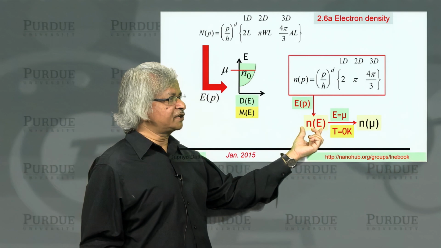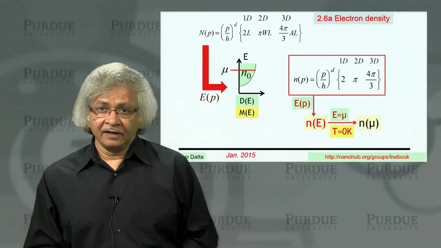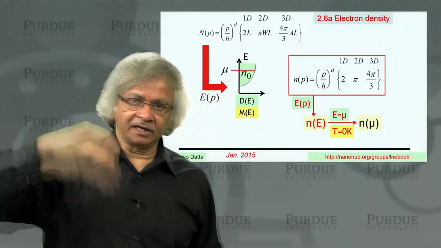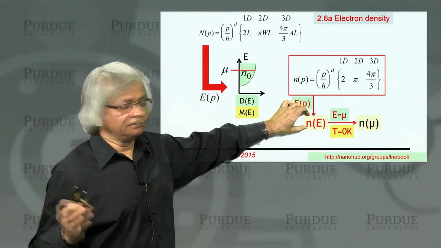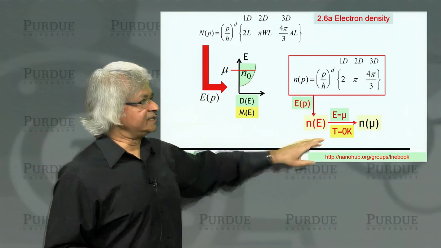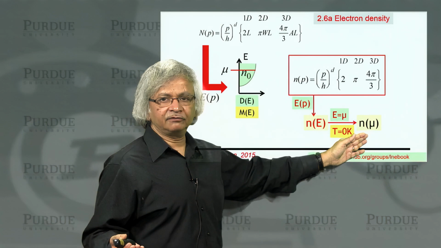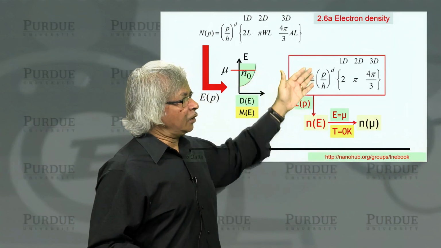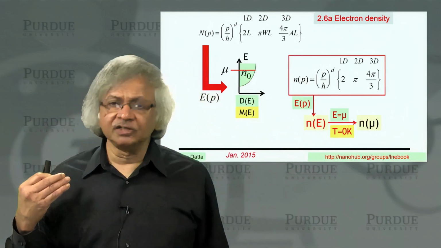So what does this function tell you? Well, it tells you the electron density you'd have if all states were filled up to E, because this tells you the total number of states per unit volume that you have whose energy is less than E. So at 0 Kelvin, if I put E equals mu, I'll get the correct number of electrons, the electron density. Now, this is fairly straightforward if you think about it at 0 temperature.